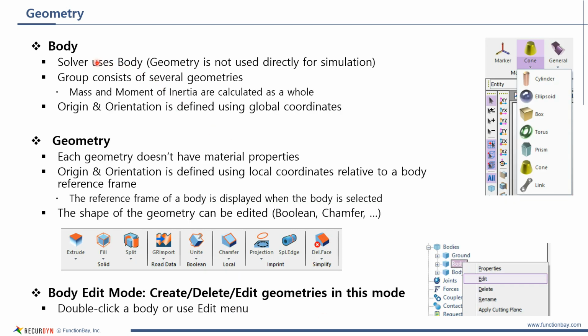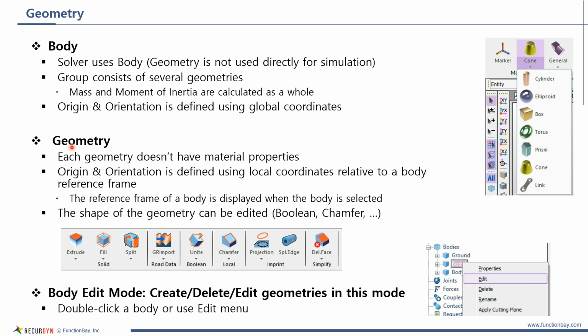For simulation, solver only uses body. Body is a group which consists of several geometries. The mass and moment of inertia of a body are calculated using the geometries in a body. Origin and orientation of a body are defined using global coordinates. Precisely speaking, it doesn't use global coordinates. It uses a local coordinate relative to the reference frame of a subsystem, but let's ignore it here.